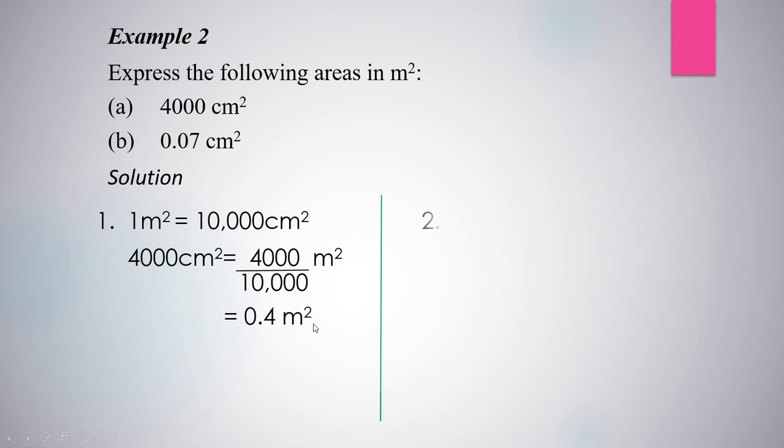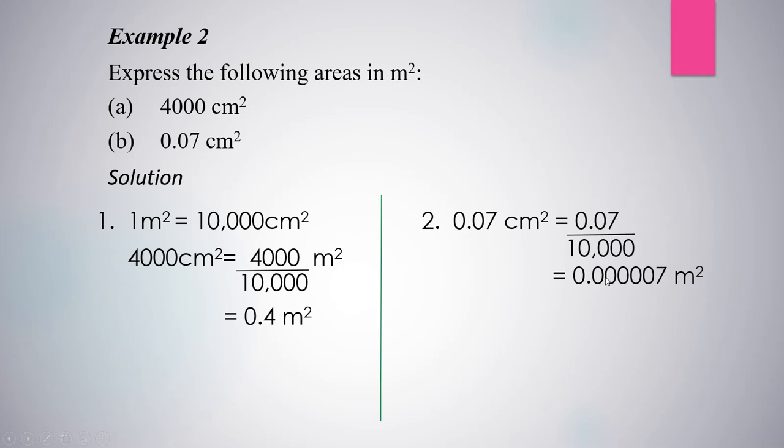The second question, 0.07 now will be 0.07 divided by 10,000, and we shall get 0.000007 meters squared. So they are converting from centimeters squared to meters squared.